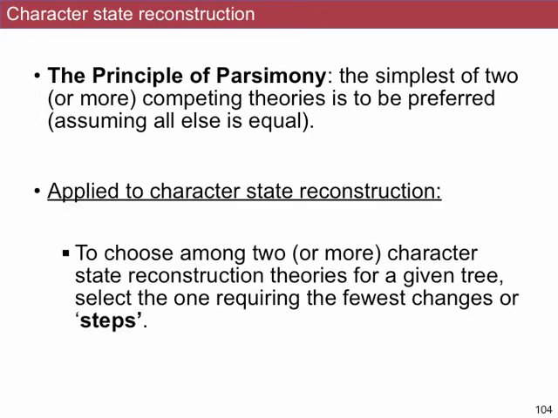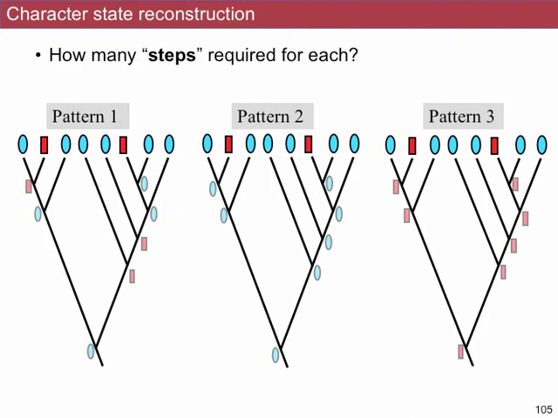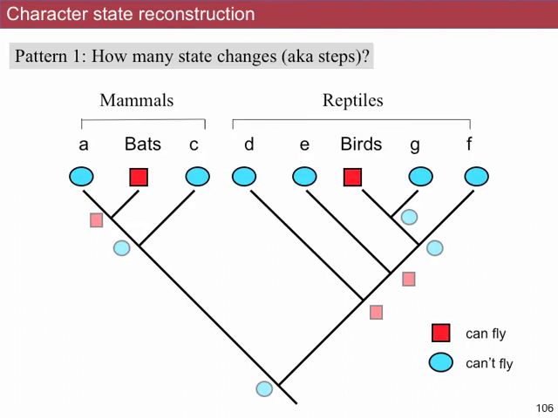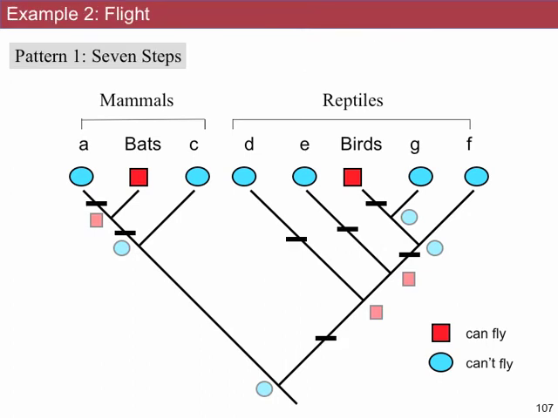That's how we're applying this principle of parsimony to the phylogenetic character state reconstruction. So again, here are the patterns, pattern 1, pattern 2, and pattern 3. If we zoom in on pattern 1, how many state changes are required to match this tree, this data set to those ancestral character states? Quite a few. 1, 2, 3, 4, 5, 6, 7.